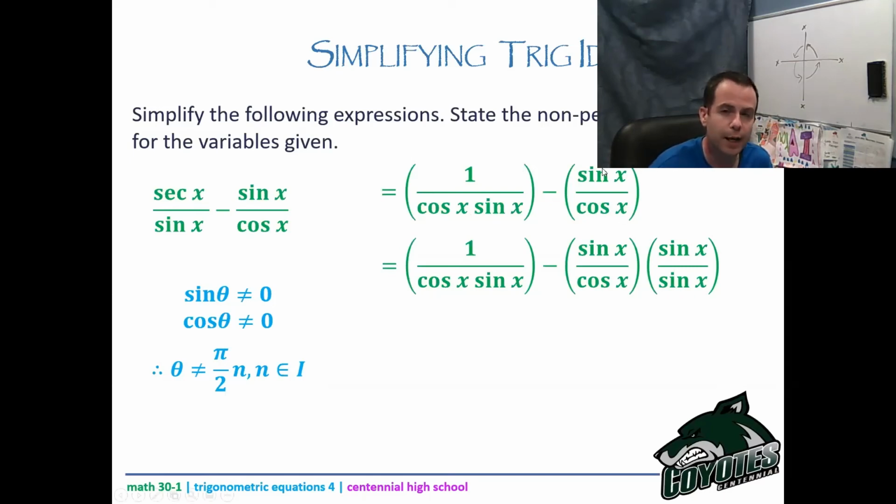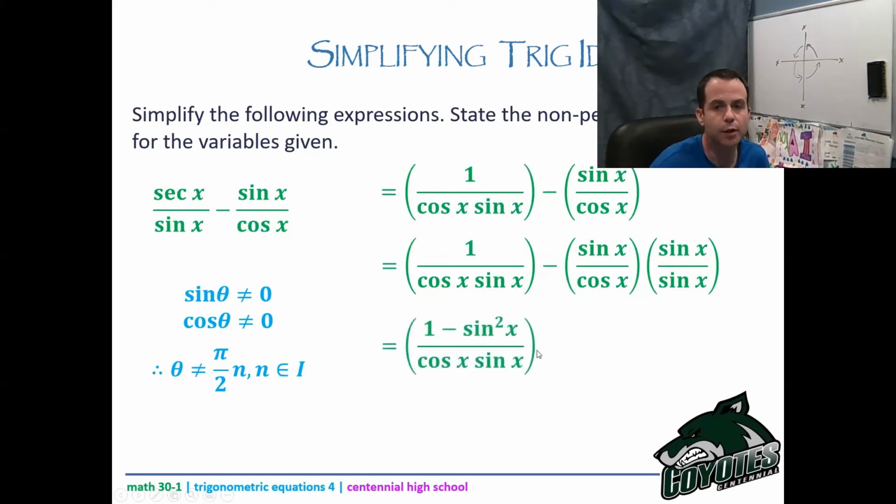So if I look at this guy, I'm missing the sine x. So in this next example that I brought up too quick, all I've done is I've multiplied this second fraction by sine x over sine x. That's going to give me the common denominator that I need. So I now have a common denominator of cos x times sine x. And on the top, I'm going to have 1 minus sine squared x. So 1 minus sine squared x over cos x times sine x.